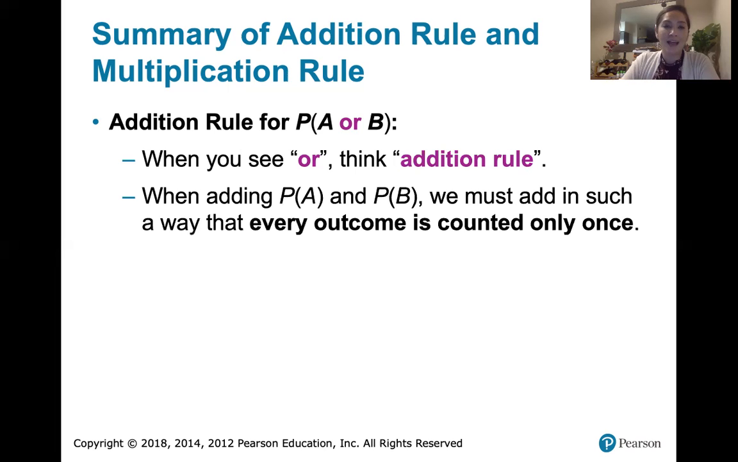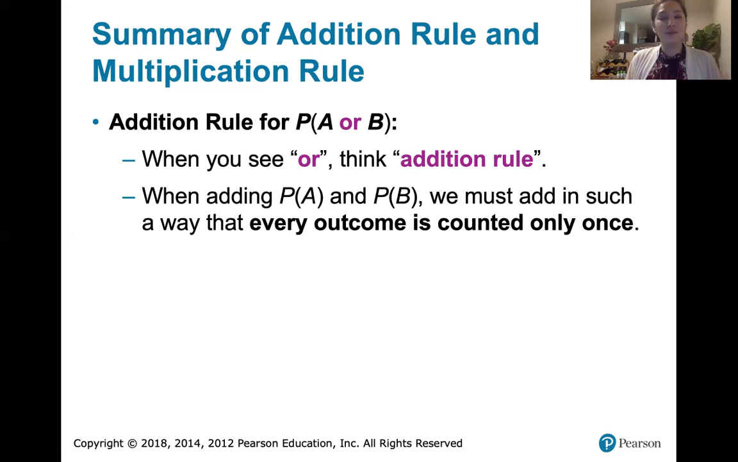Now, when you add these, addition rule means you add the probabilities. You want to be careful. You want to make sure that you're adding in such a way that every outcome is only counted once. So you're going to take all the ways that A can occur and all the ways that B can occur, and then you divide by the total number of outcomes. But you have to be careful. If you counted all the ways that A could occur and all the ways that B could occur, but there was some overlap, you accidentally counted that overlap twice. If you don't want to count that overlap twice, you've got to take it out exactly once.